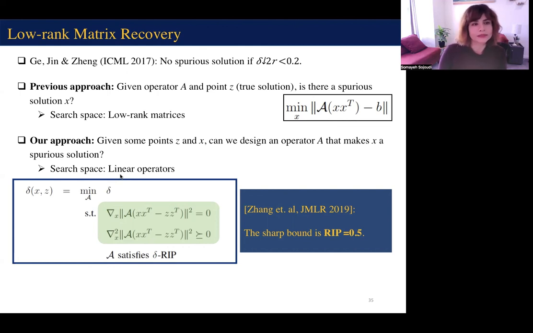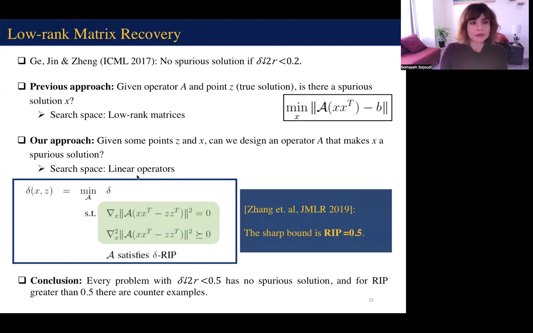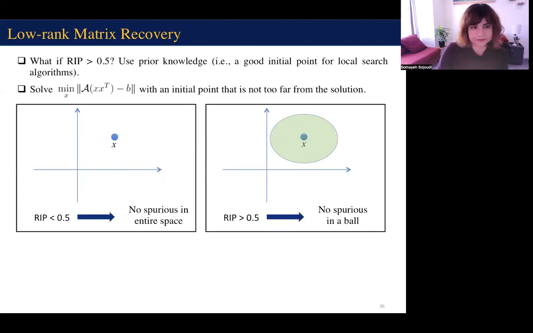Then we can formulate the following optimization problem, and based on this, we showed that the sharp bound on RIP is not 0.2, it's 0.5. So every problem with RIP of less than or equal to 0.5 has no spurious solution, and for RIP greater than 0.5, there are counterexamples. But you would say, how conservative is RIP less than or equal to 0.5? What if we have a problem where RIP is greater than 0.5? There we can use prior knowledge, and prior knowledge means a good initial point for local search algorithms.